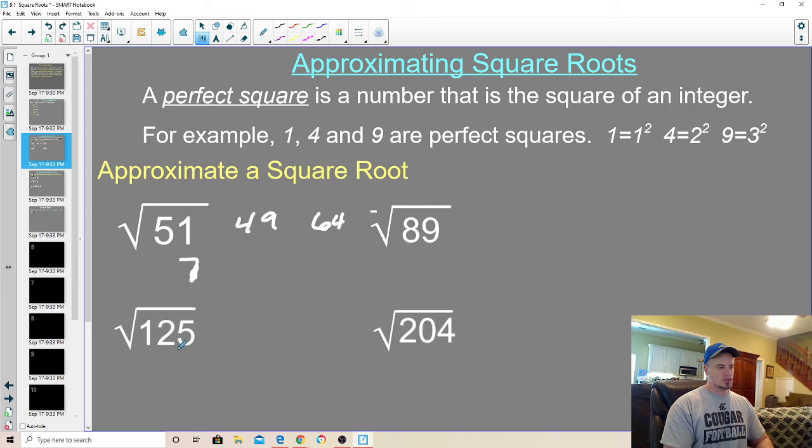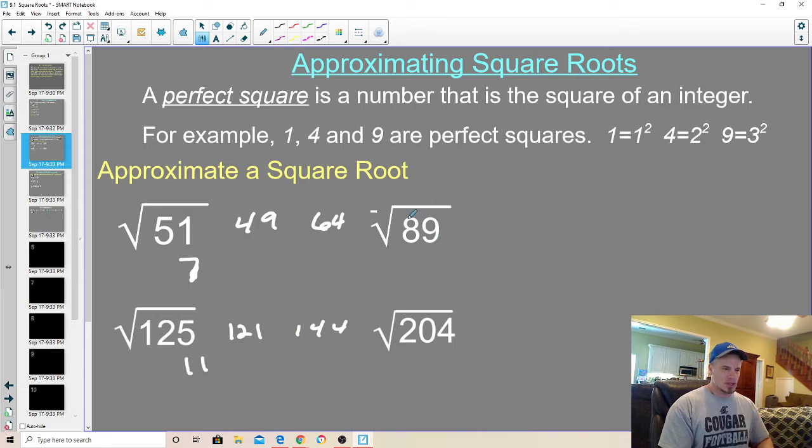Let's look at this one, 125. Well, that's not a perfect square, but let's square some numbers and see what we get. 10 times 10 is 100. 11 times 11 is 121. 121 is closer than 100. 12 times 12 is 144. There's two perfect squares that 125 is in between. Which one is closer? Well, 121 is closer. So take the square root of 121. If we're going to approximate this, we're going to say it's 11.